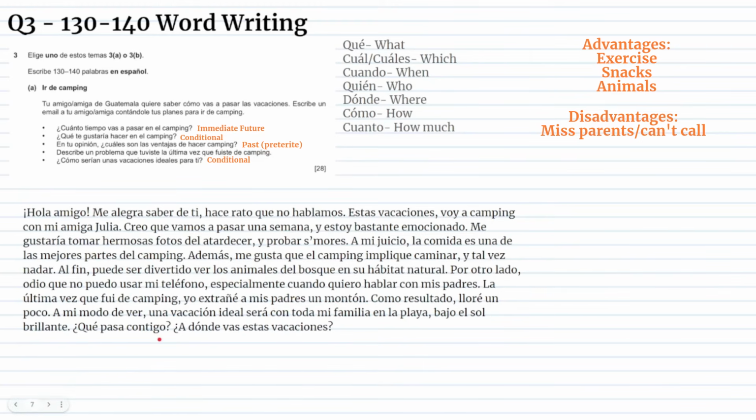Then lastly, we're ending it with, again, another phrase that connects to the context of our email. ¿Qué pasa contigo? Like, what's happening with you? What's up in your life? ¿A dónde vas estas vacaciones? Where are you going this vacation? Because we can see that the person writing us was asking us about ours. So, good courtesy to write back. There we go. That's our answer right here.